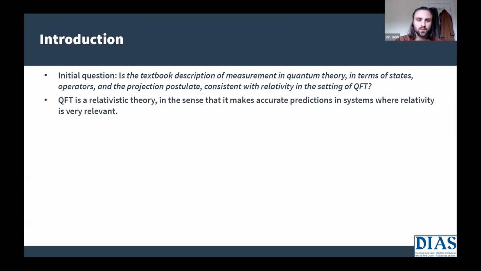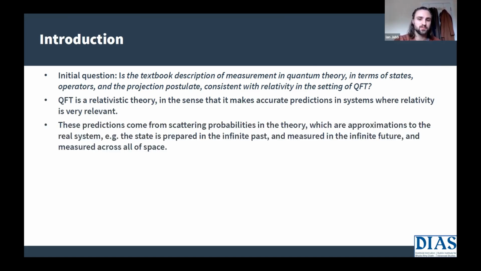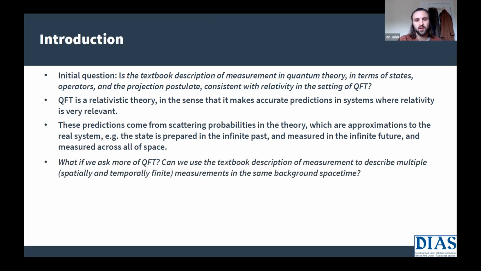of QFT? Now, QFT is a relativistic theory in the sense that it makes accurate predictions in systems where relativity is really relevant. Particles go very fast in colliders, and these predictions usually come from scattering amplitudes and then probabilities in the theory, which are approximations to the real system in the sense that we don't really prepare a state in the infinite past or measure some output state in the infinite future. So then what if we ask more of QFT? Can we just use this textbook description to describe multiple spatially finite and temporally finite measurements in the same background spacetime?